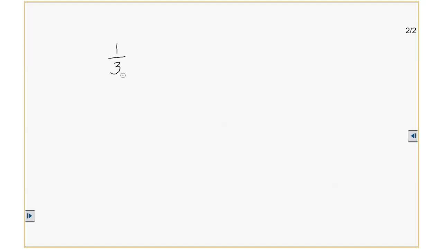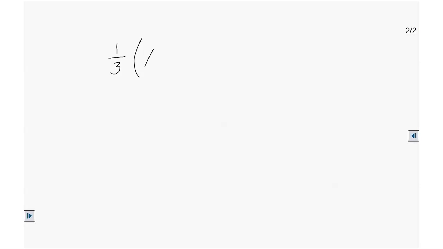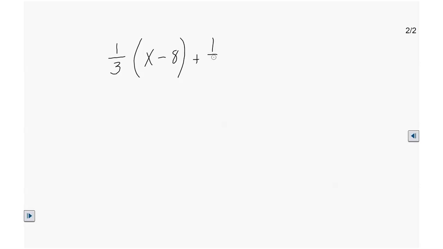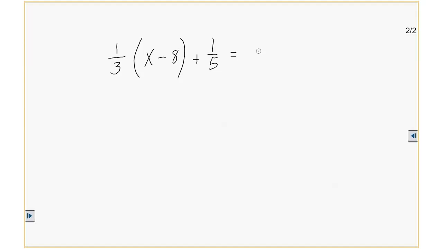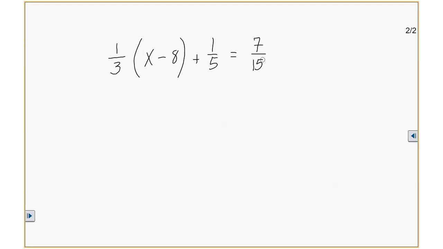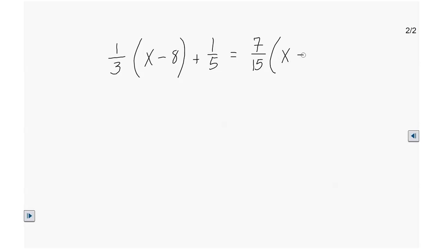1/3 x minus 8 plus 1/5 is equal to 7/15 times x minus 3.